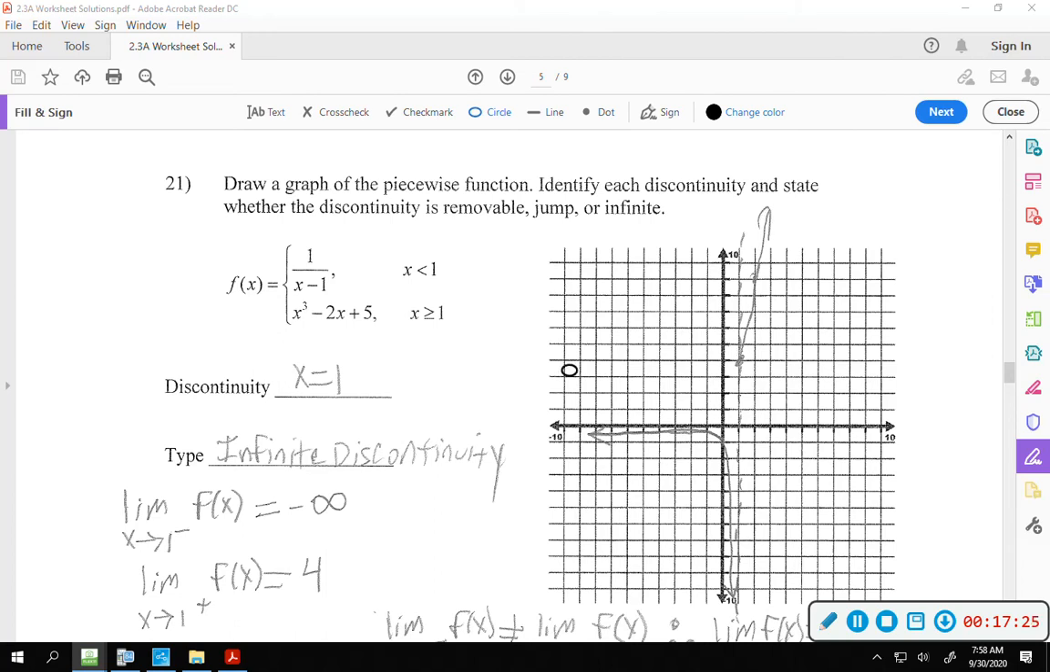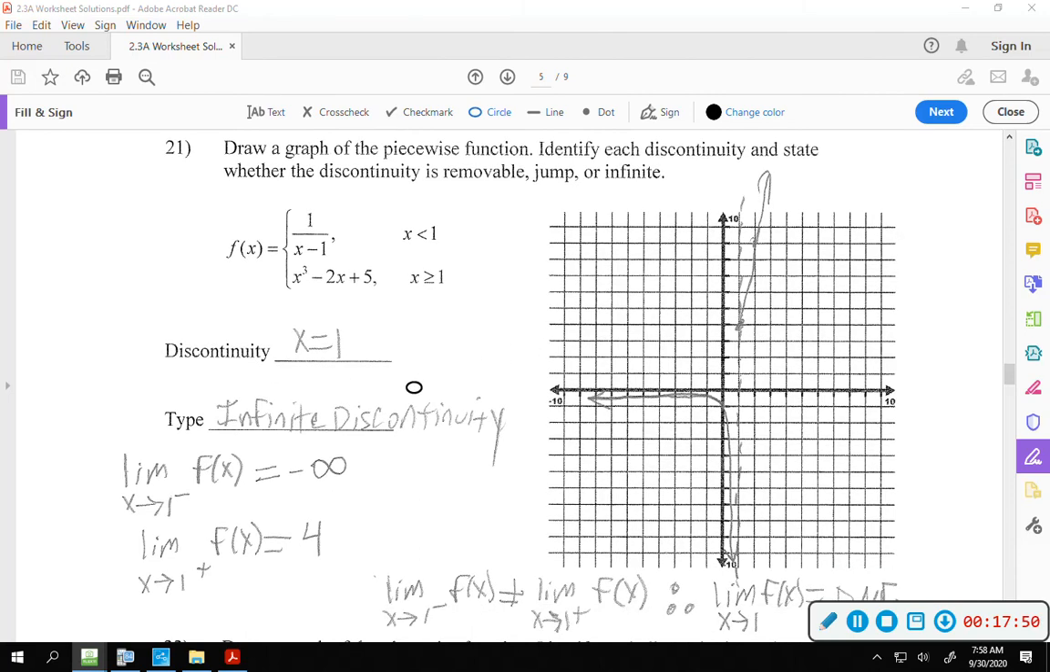So the limit as x approaches 1 from the left goes to -infinity, while the limit as x approaches 1 from the right goes to 4. The left-hand limit does not equal the right-hand limit, therefore there is no limit. As soon as you don't have a limit, you do not have continuity. There is a discontinuity at x equals 1. This is an infinite discontinuity because it doesn't jump and start again. Anytime it approaches an asymptote, we identify it as an infinite discontinuity.